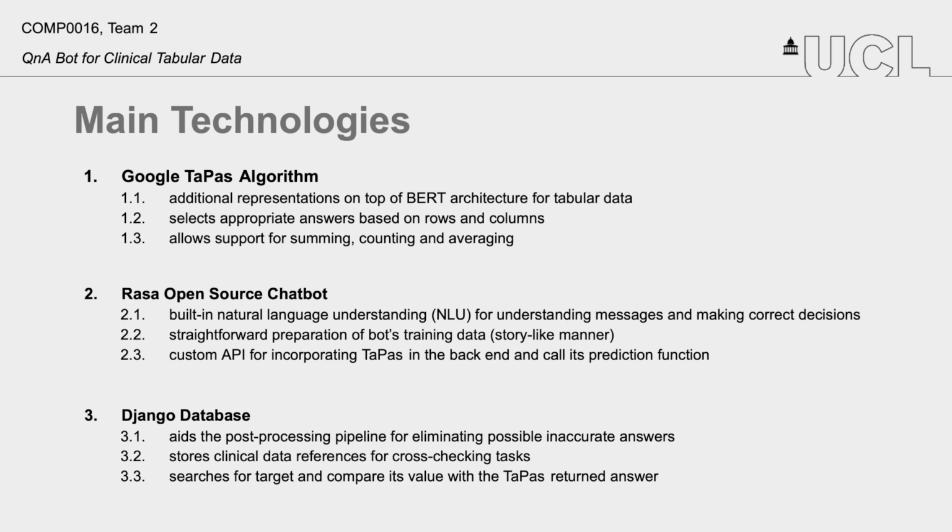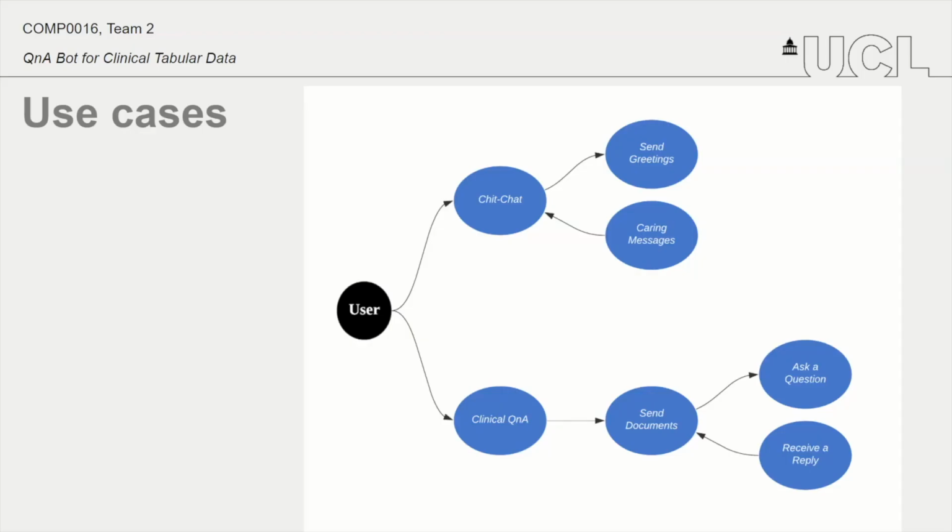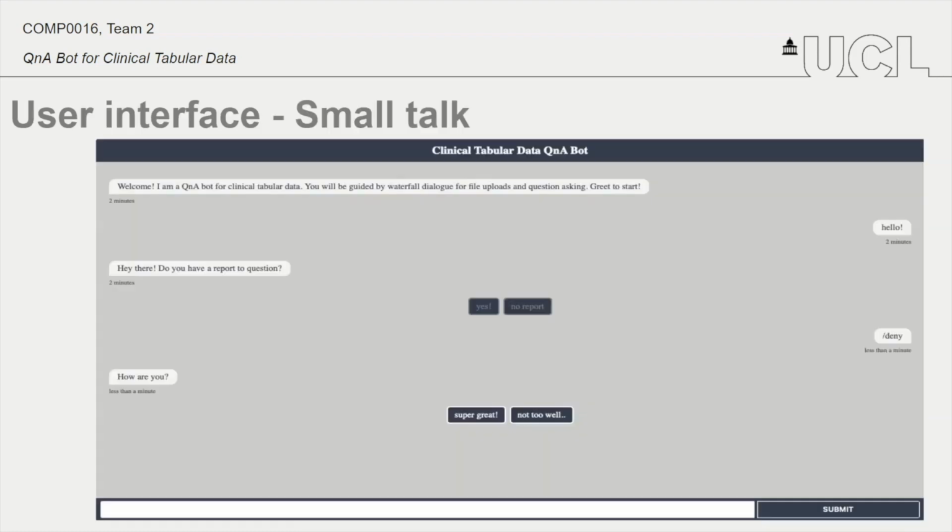On the diagram shown on the slide, our bot has two main functionalities. The first one is Smalltalk, where users can casually chit-chat with the bot, and the second one is Clinical Q&A. And now I'm going to walk you through both cases.